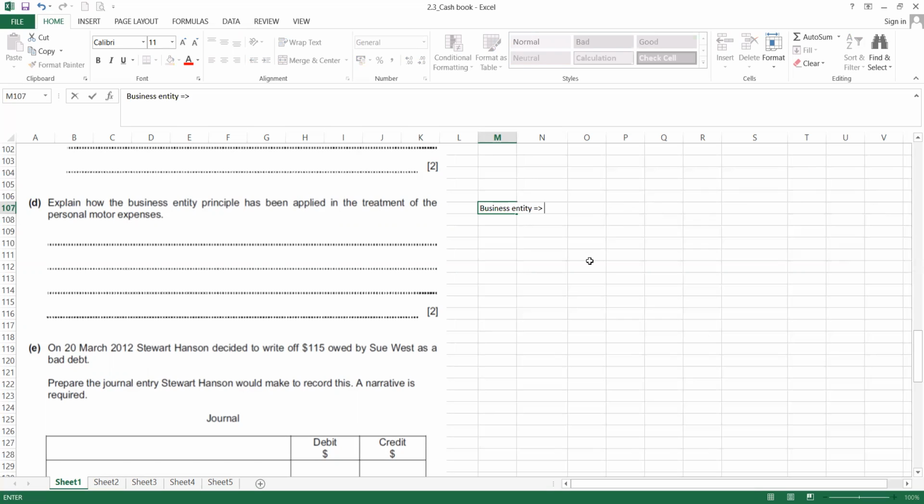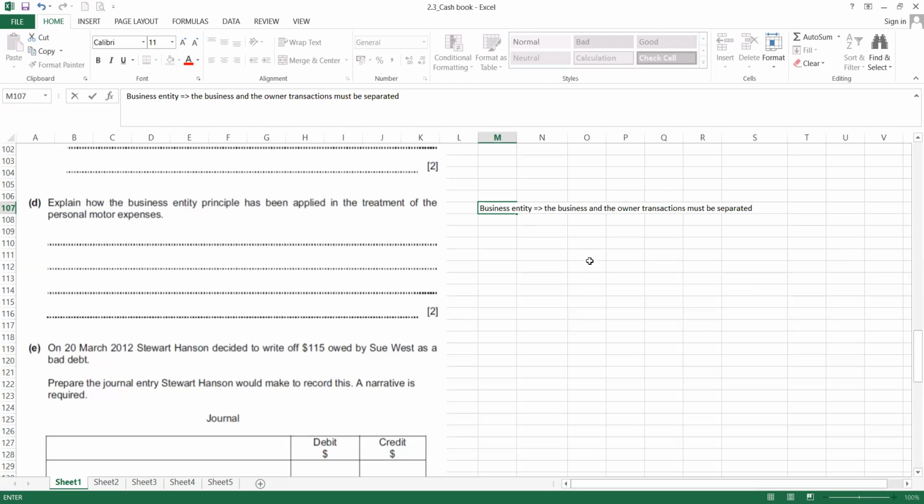Okay, business entity means that when we do the recording, the business and the owner transactions must be separated, which means that you cannot combine both and put into one book. That is not allowed under accounting standard. So the business and the owner transaction must be separated.